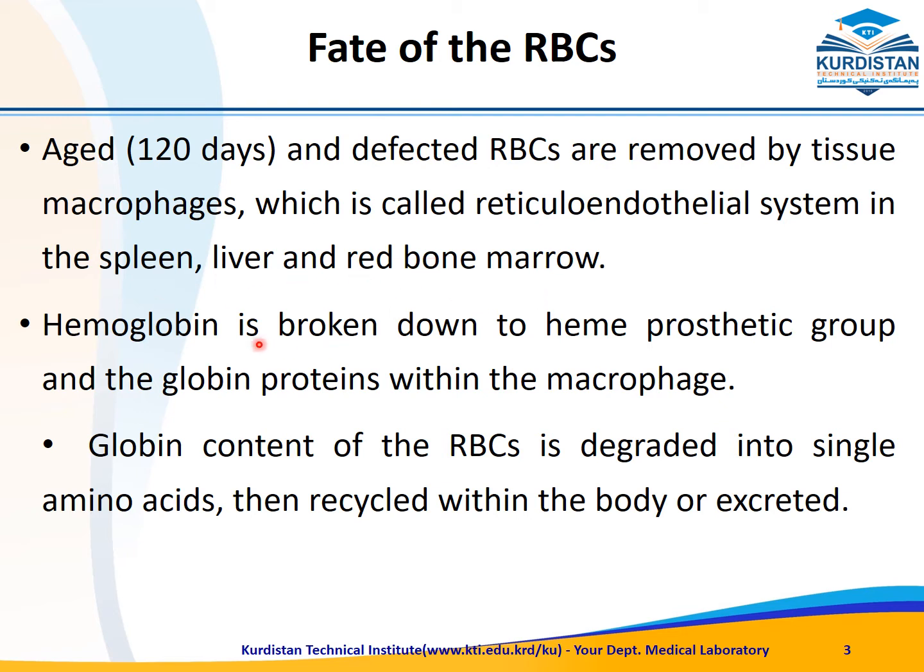Within the macrophage, the red blood cell is hydrolyzed into its structural components. Hemoglobin, which is the dominant structure in the red blood cell, is broken down into heme and globin. Globin is degraded into amino acids, then either recycled or excreted through different organs, including the liver and the kidney.